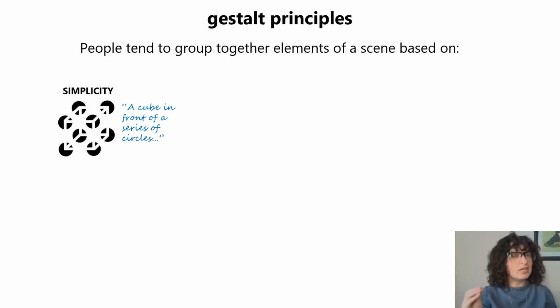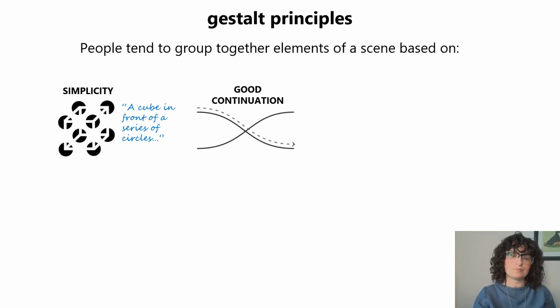And in fact, when it comes to Gestalt principles, I think the easiest way to figure out how these apply to a particular situation is to describe what you're seeing. You don't describe these as a series of semicircles that are arranged in such a fashion. You would say it's a cube in front of a series of circles.